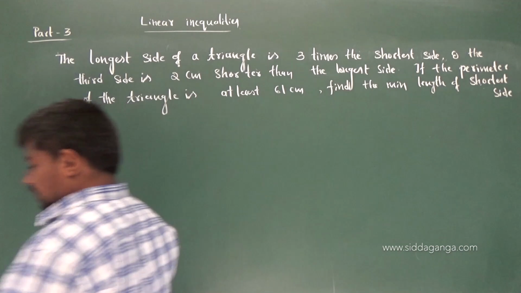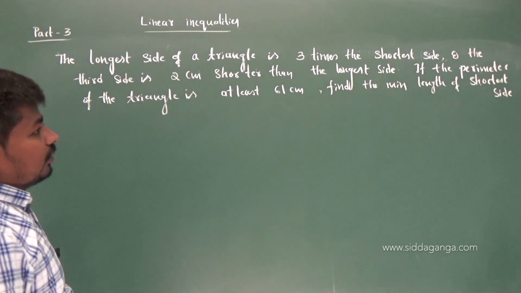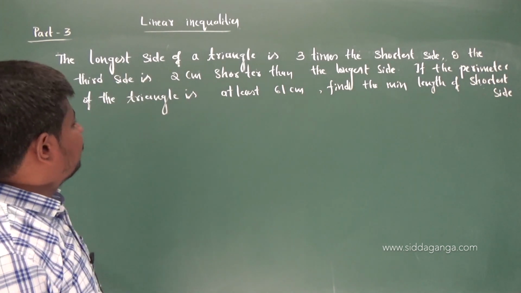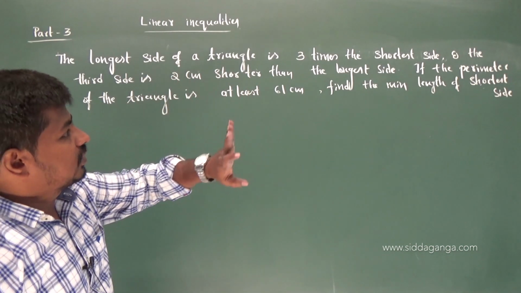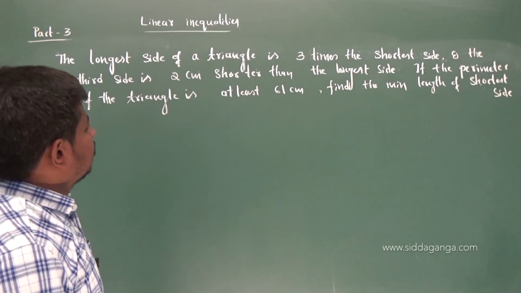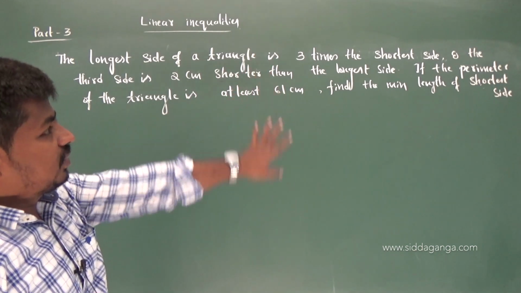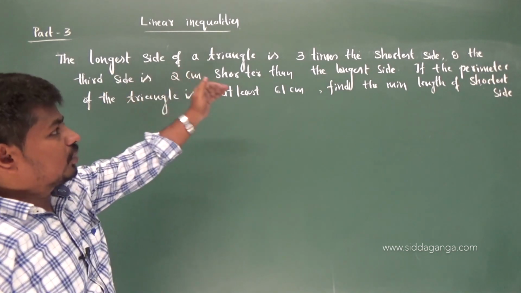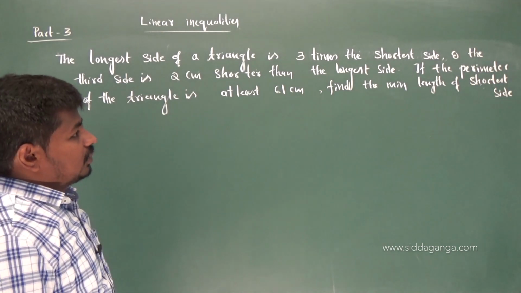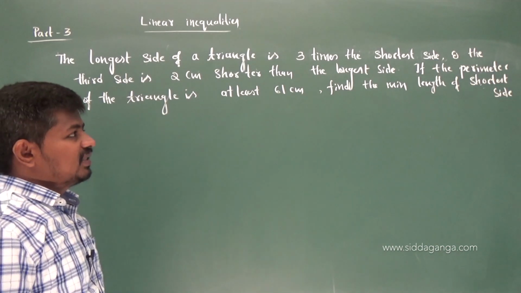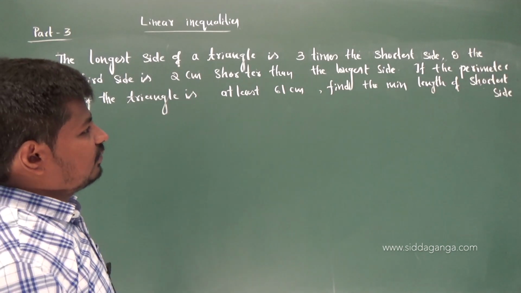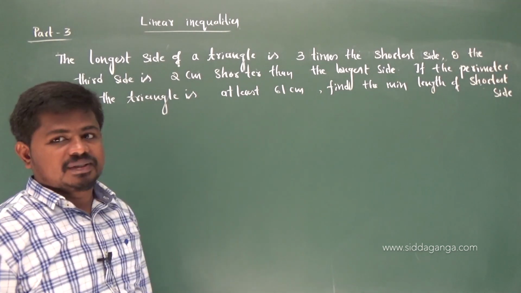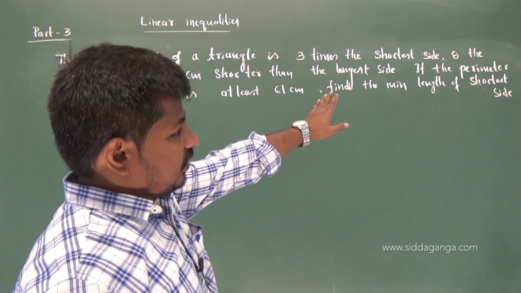Okay, a simple one. So there are three sides in a triangle, of course we are all familiar with this. Here we have divided like this: longest side, second side, and the shortest side. The longest side is triple the shortest side, and the third side is 2 centimeters shorter than the longest side. If the perimeter of the triangle is at least 61 centimeters, what should be the minimum length of the shortest side? So this is about the shortest side.